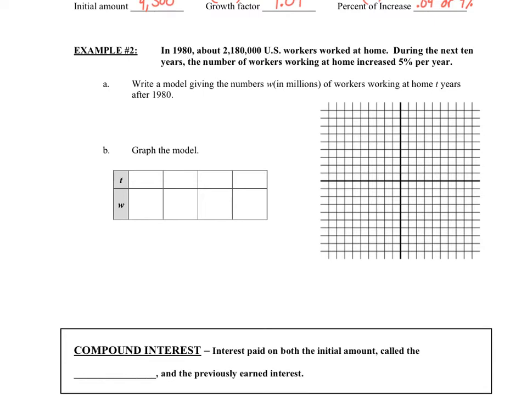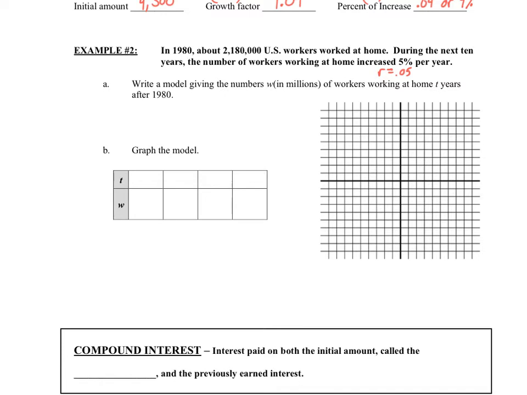In example 2, it says, in 1980, about 2,180,000 U.S. workers worked at home. During the next 10 years, the number of workers working at home increased 5%. So if it increased by 5%, that means that r is 0.05. It says to write a model giving the number W in millions of workers working at home t years after 1980.